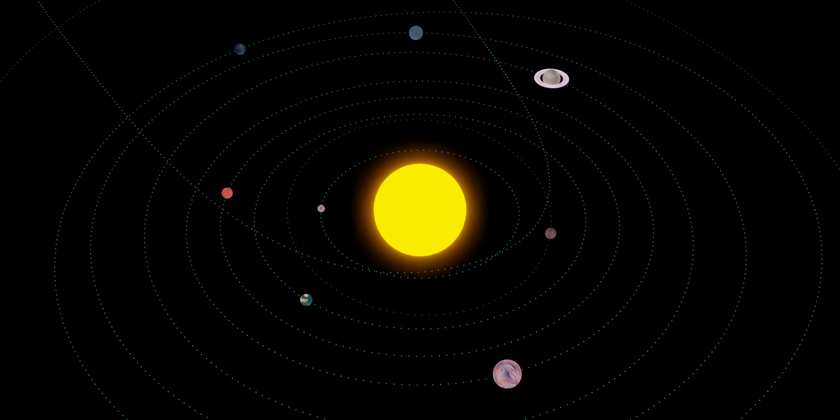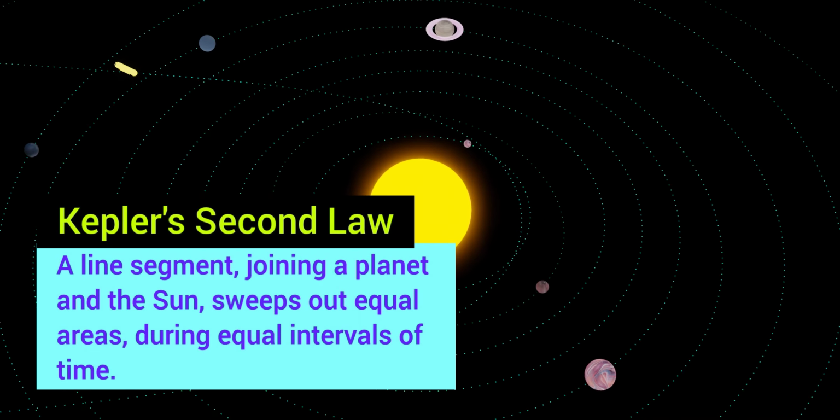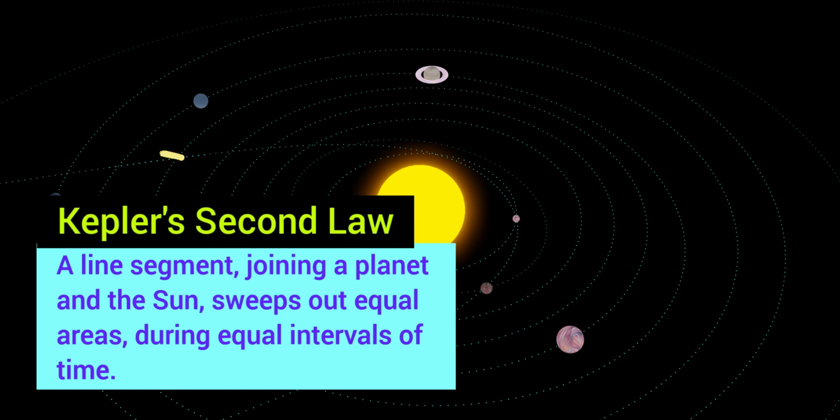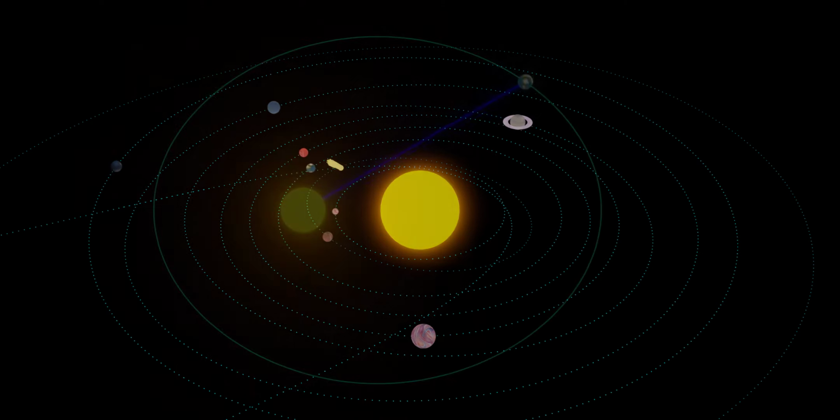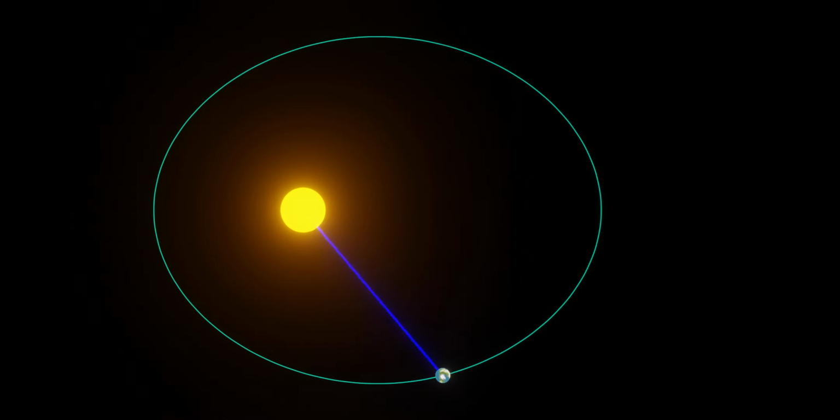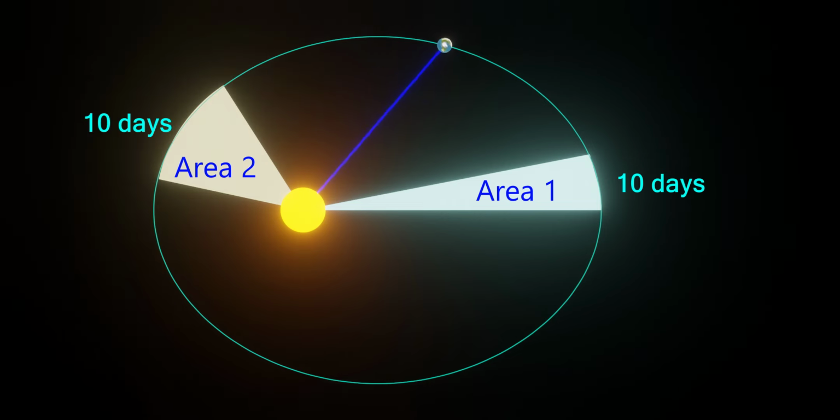The second planetary law says a line segment joining a planet and the Sun sweeps out equal areas during equal intervals of time. Suppose the radius of this planetary orbit, while orbiting the Sun, swept this area in 10 days. And then, moving here, it swept this area in another 10 days. According to Kepler's second law, these two areas are equal.